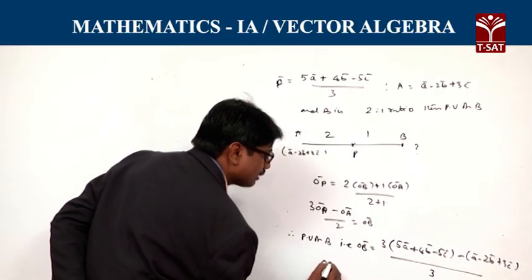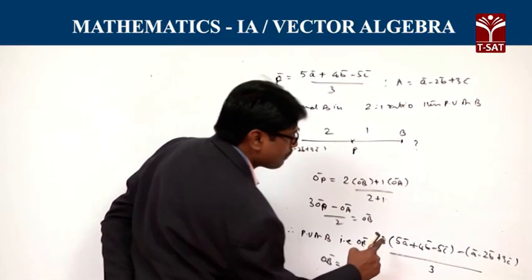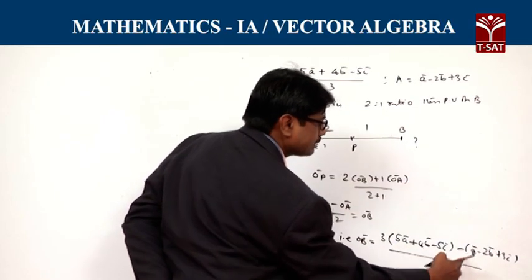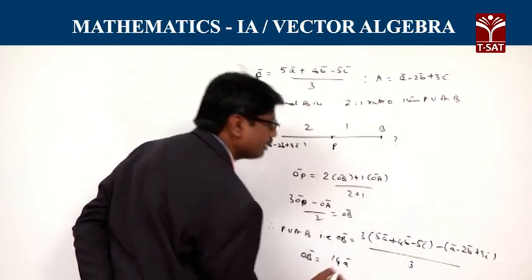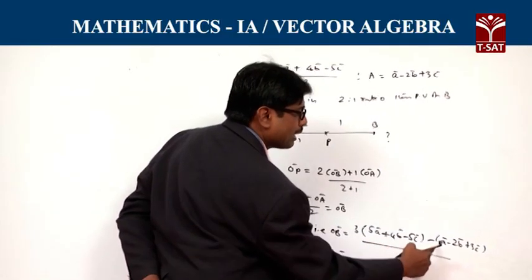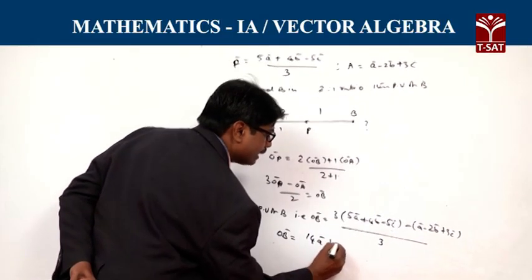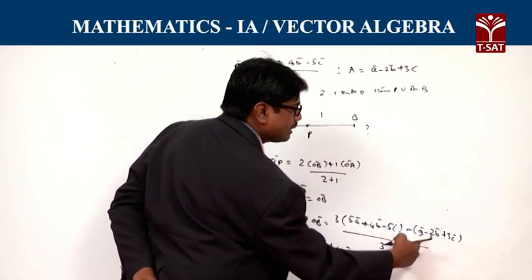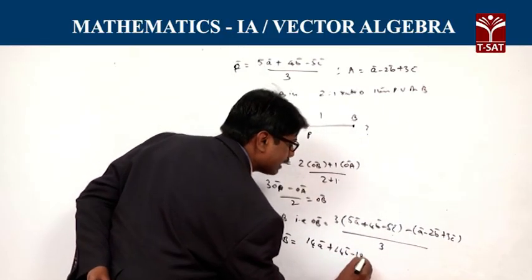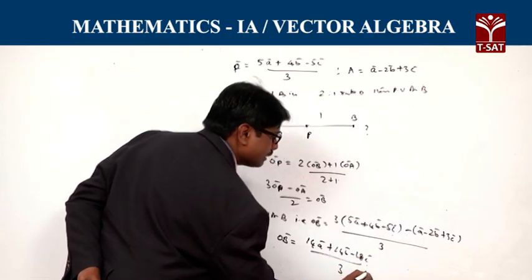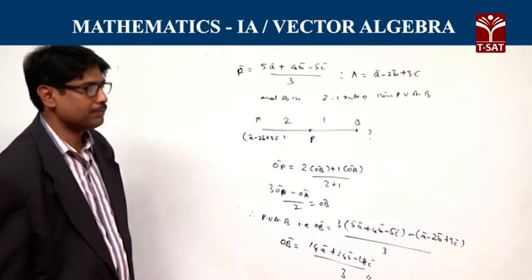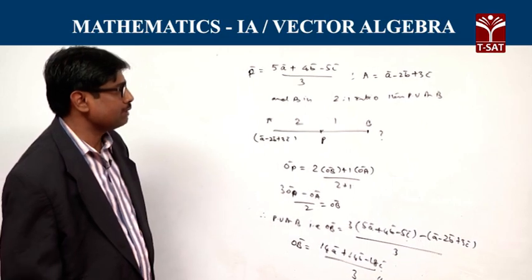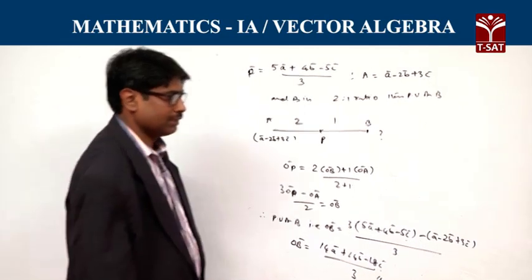Therefore, the position vector OB bar is equal to 15 times of A bar minus A bar, 14 times of A bar, and 12 times of B bar plus 2B bar, 14 times of B bar, and minus 15 times of C bar minus C bar, minus 18 times of C bar, divided by 3. That is the position vector of the point B, which divides AB in the ratio of 2:1 internally.